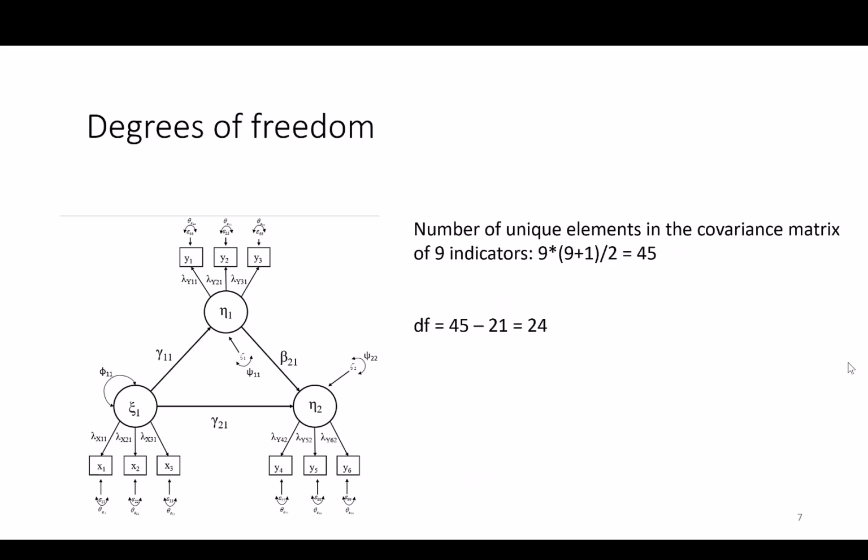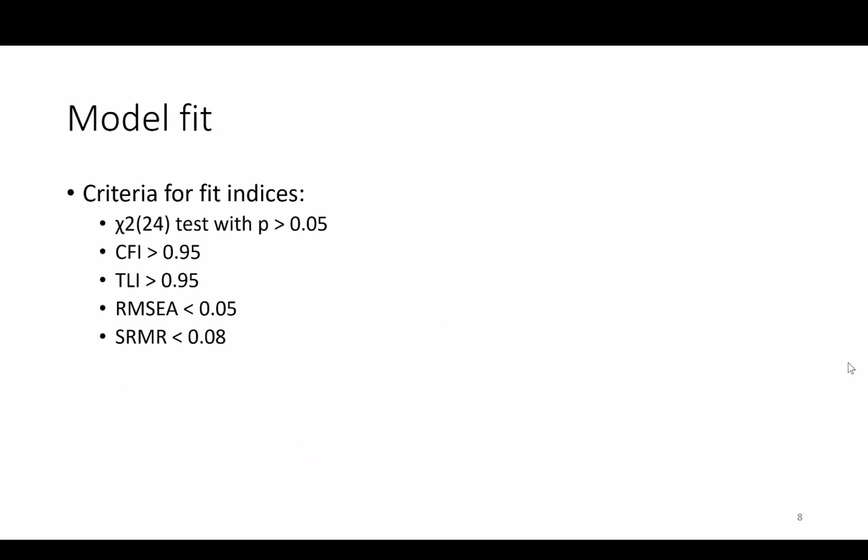So with 45 unique elements in the covariance matrix, minus 21 freely estimated parameters, we will have 24 degrees of freedom in this model. That will be the number of degrees of freedom we see for our chi-square test for the model fit. So step 1 when we run this analysis will be to evaluate model fit.